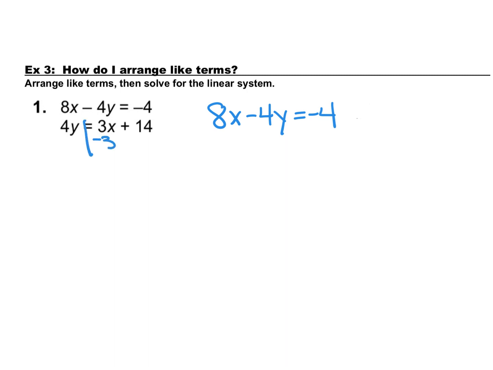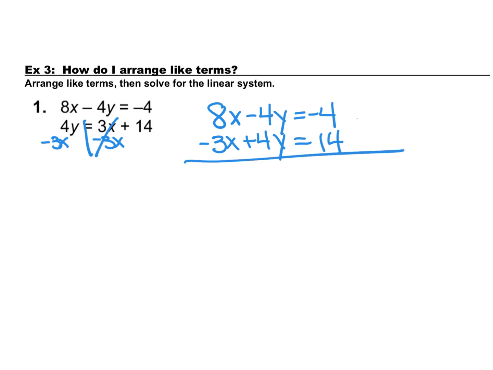Before I could solve it, I would have to rearrange by moving that 3x to the other side by subtracting it. So I would have negative 3x plus 4y is equal to 14. And then we'd be able to solve this. We could then notice how we've got the y's, negative 4y plus 4y, that those would cancel out, and then we would continue solving that one.